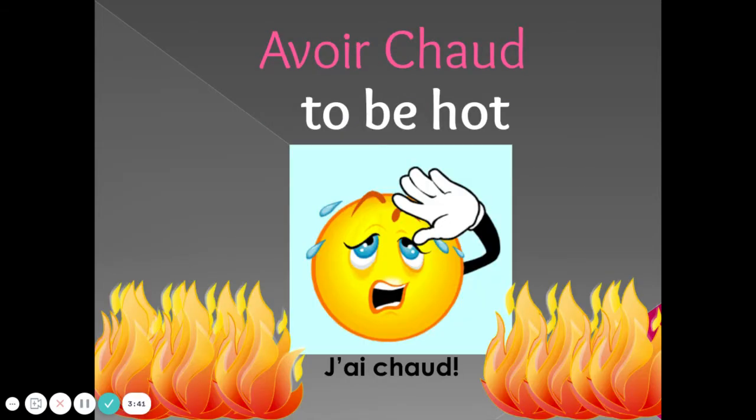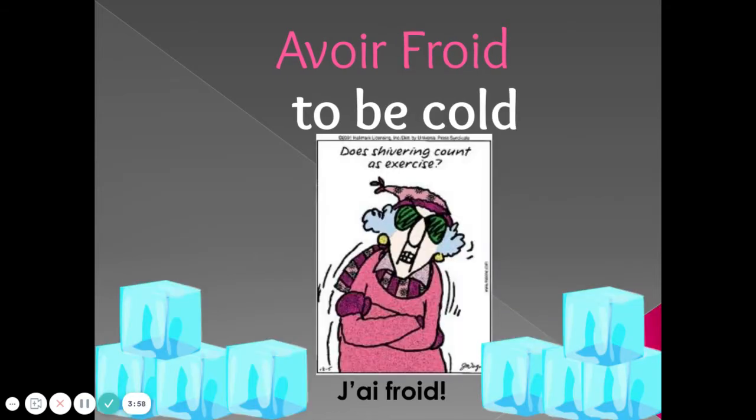So the first one is to be hot. In French, you have it. So j'ai chaud. I have hot. I have heat. So we would say, I am hot. So j'ai chaud. J'ai froid. I have cold. So avoir froid is to be cold. You had froid with weather. That was il fait froid.